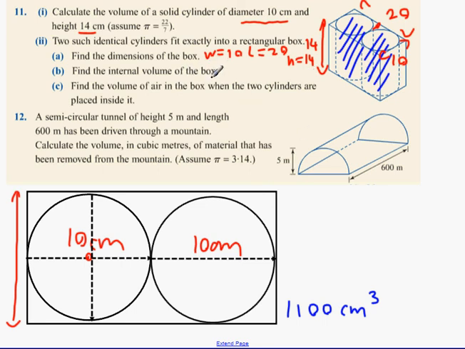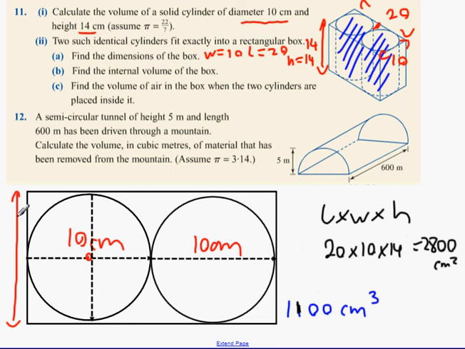Find the internal volume of the box. What is the volume of the box? Length by width by height, because it's the volume of the box, not the volume of the cylinders. 2,800. Good man. So 20 times 10 times 14, and you said 2,800. Okay.